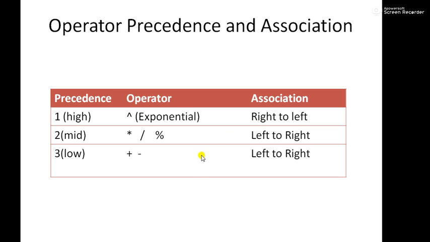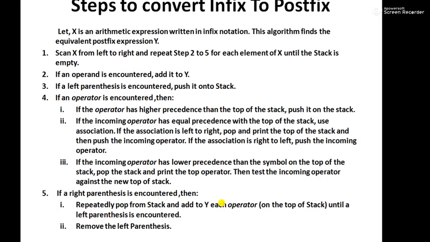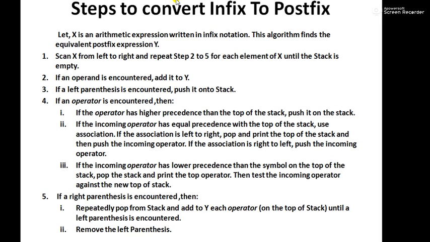Say for example, 3 exponential 2 exponential... it means that we'll have to evaluate it as 3 to the power of the square, because the association for exponential is from right to left. Similarly, for addition and subtraction, it is from left to right. So after getting the idea of the operator precedence and association, now let us see the steps to convert the infix to a postfix notation.